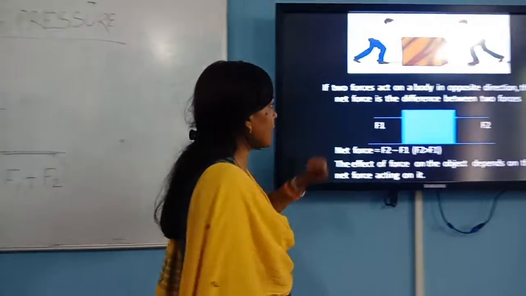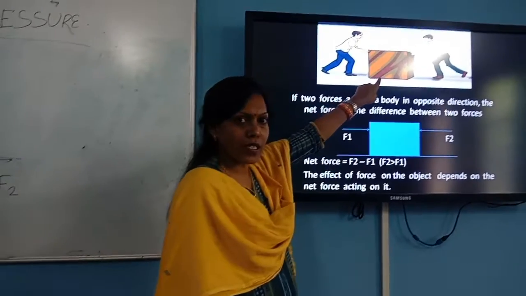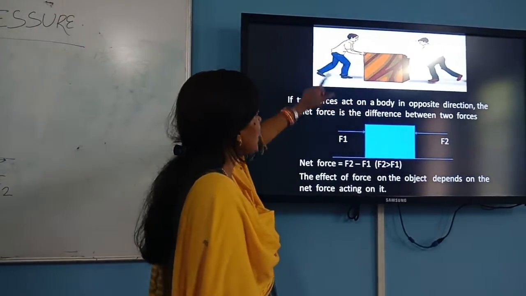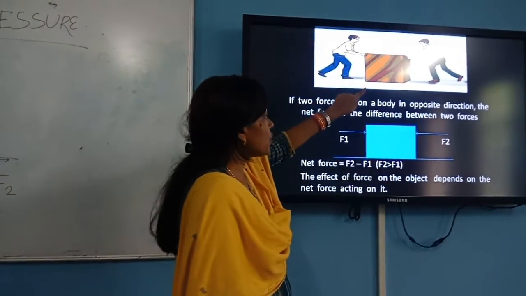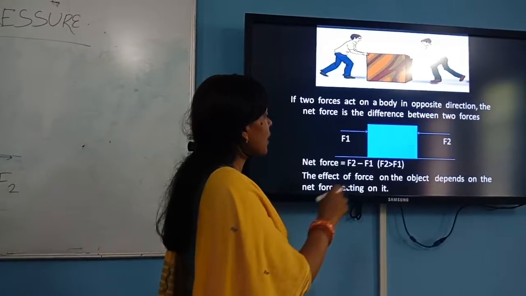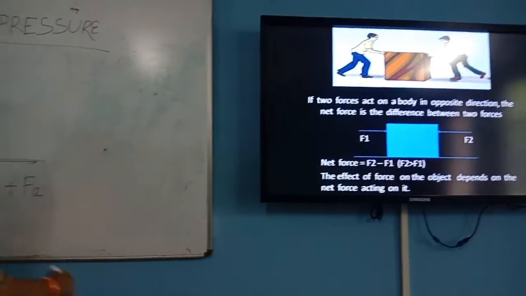Now in the second case, when the two boys push the box in opposite directions, what happens? Then the box moves in the direction where the larger force is applied. So here just see.